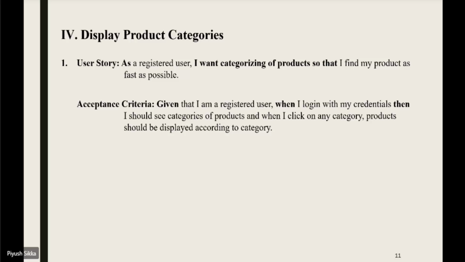And next is the display product category. So when we successfully log in, we display categories. I want to categorize the products so that I find a product as fast as possible. The acceptance criteria for this will be: given that I'm a registered user, when I log in with my credentials, then I should see categories of products, and when I click on any of the categories, the products of that particular category should be displayed.